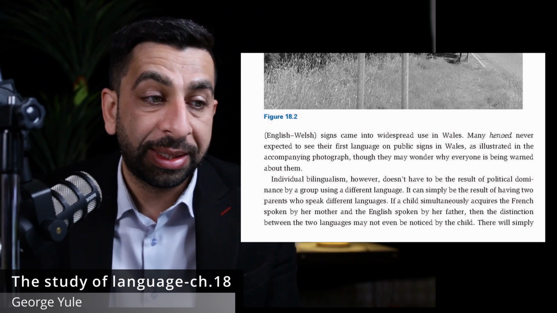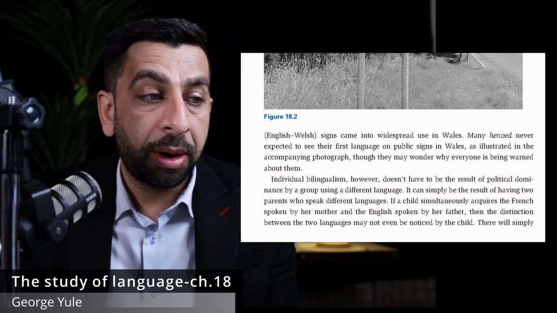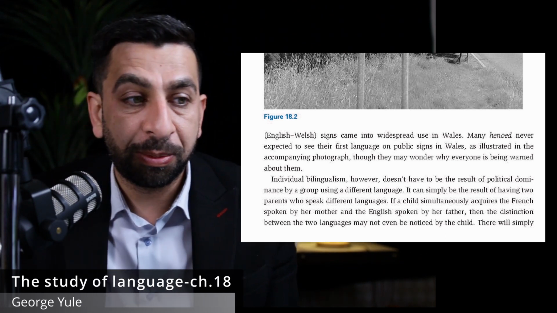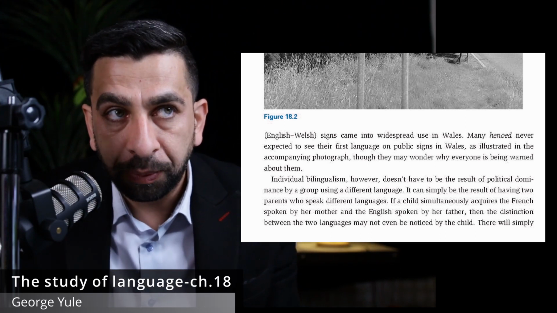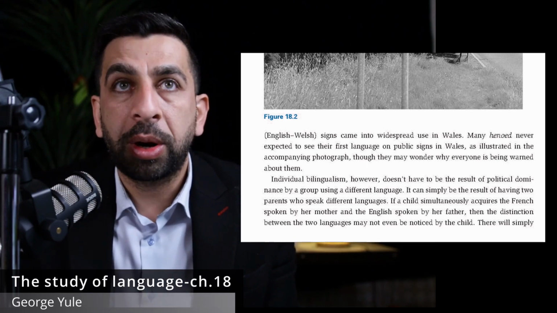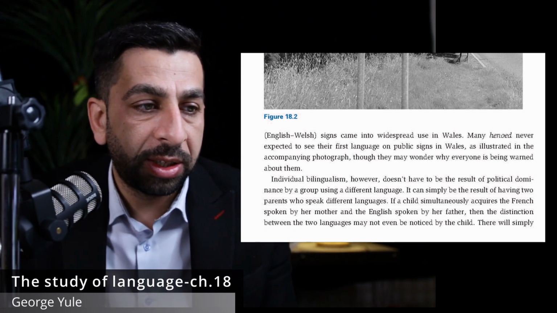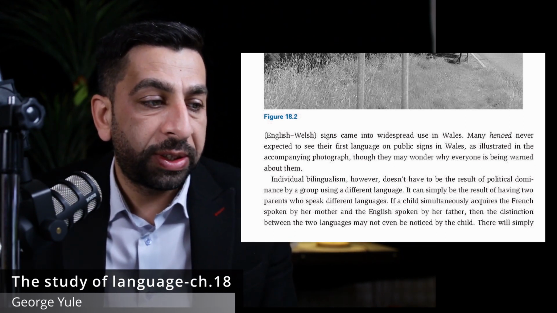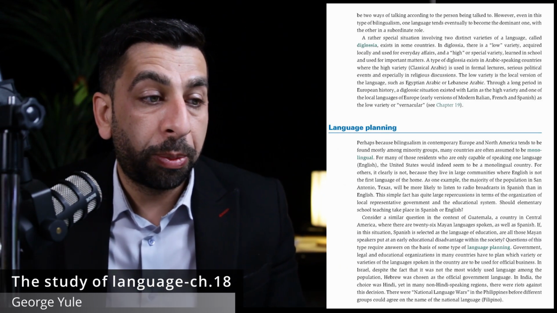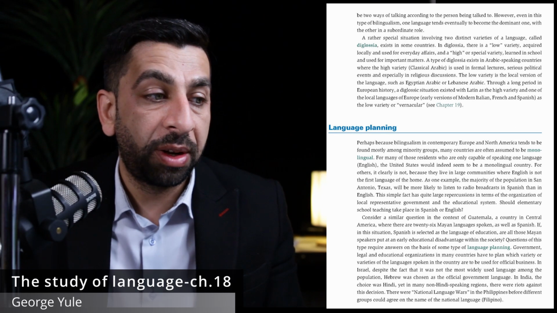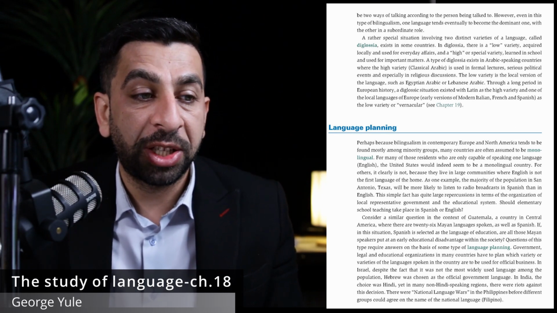If a child simultaneously acquires the French spoken by her mother and the English spoken by her father, this is bilingualism. There are types of bilingualism: simultaneous bilingualism, and delayed bilingualism, where one may acquire the language at another period. There will simply be two ways of talking to the person being talked to. However, even in this type of bilingualism, one language tends eventually to become the dominant one.